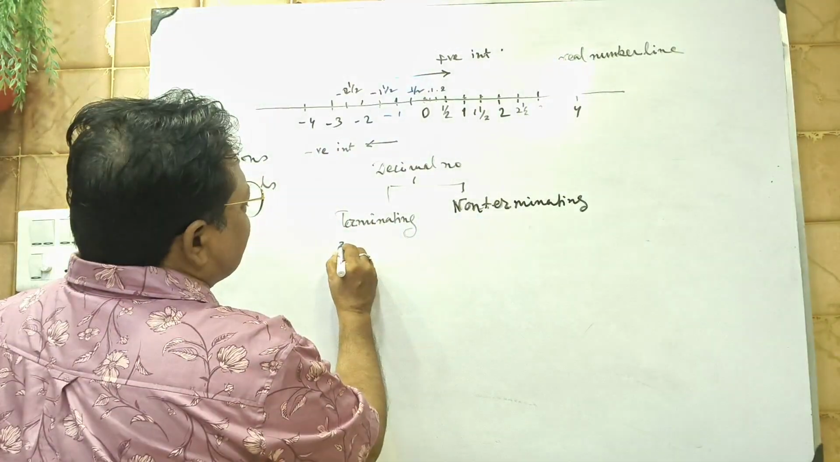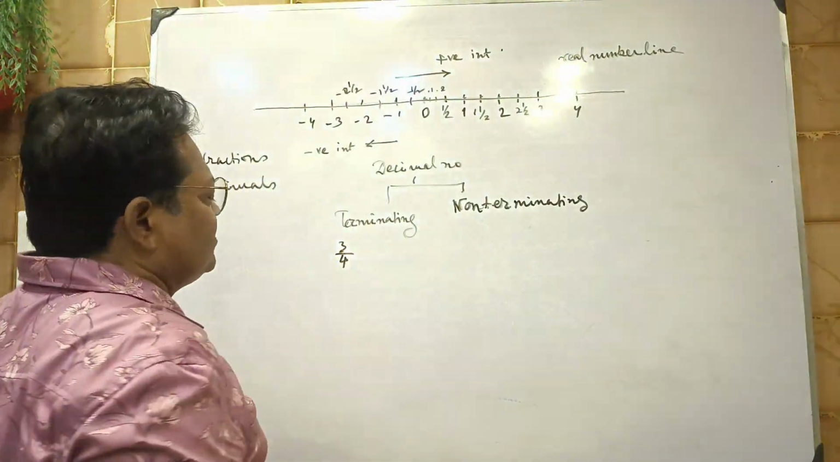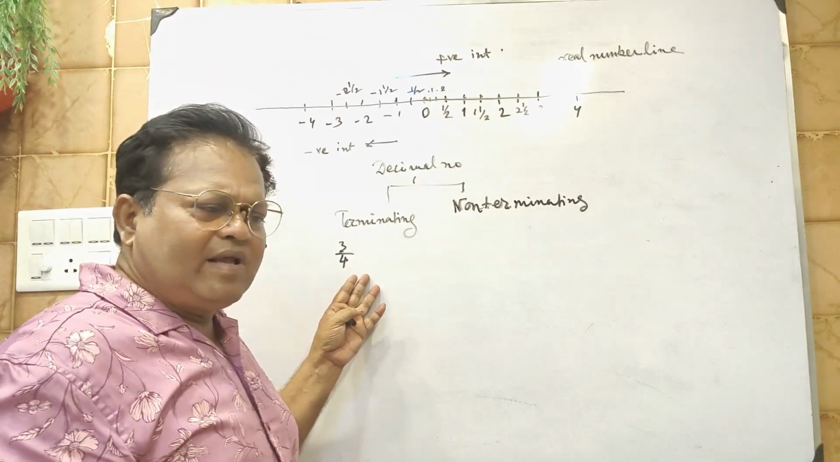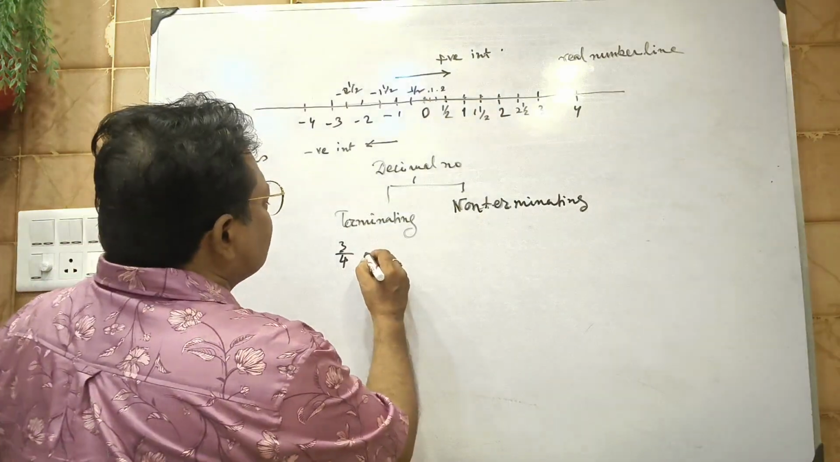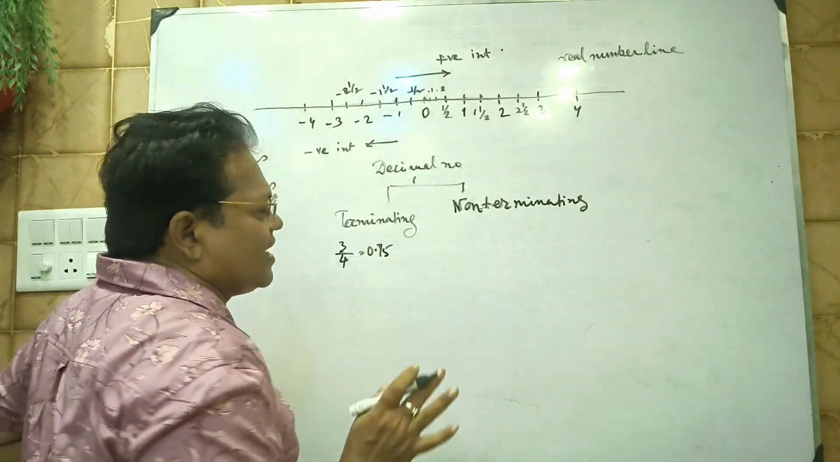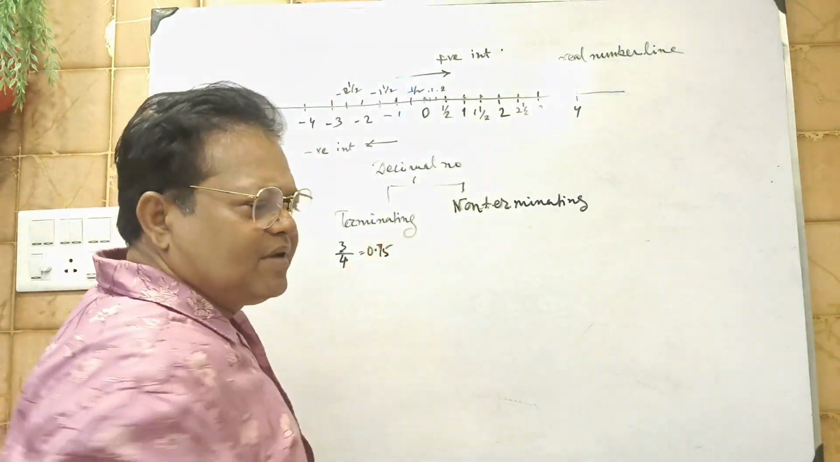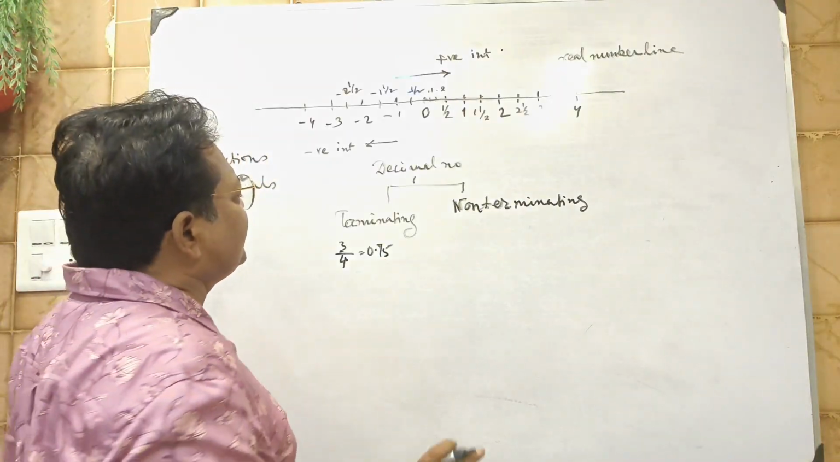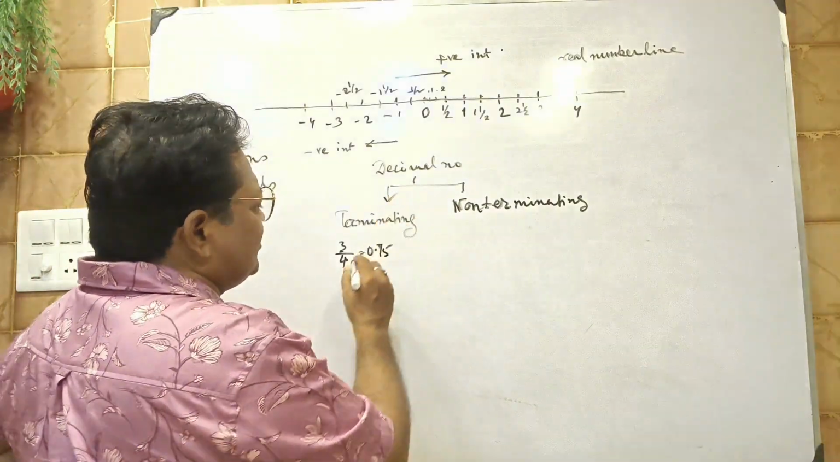Terminating, as for example, 3 by 4. In this case, there will be no remainder. You can write it as 0.75. Here it is terminated, that is, it is completely divisible. There is no remainder. You will get 0.75. It is called terminating, and it has no further division.